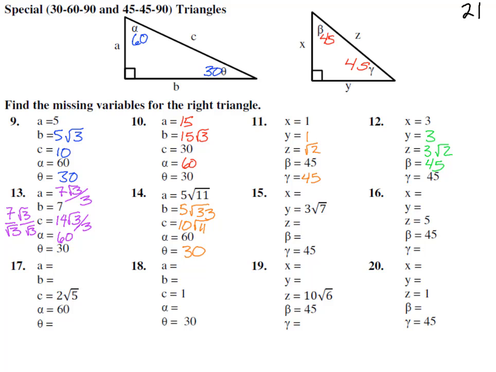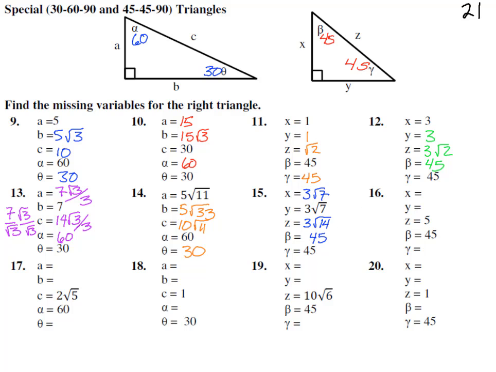Number 15. Let's try number 15. If X is 3 square roots of 7, Y is going to be exactly the same thing, 3 square roots of 7. Z is going to be this times the square root of 2. So that would be 3 square roots of 14. Of course, beta is going to be 45 degrees.